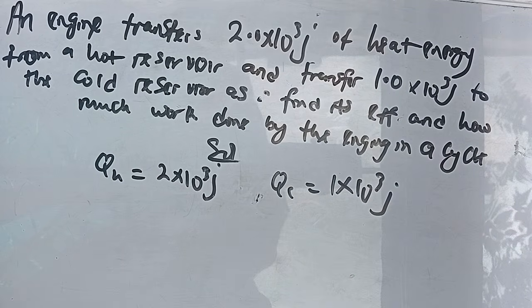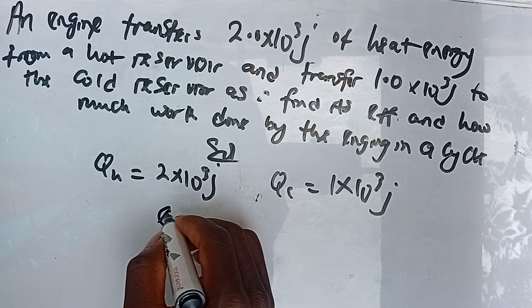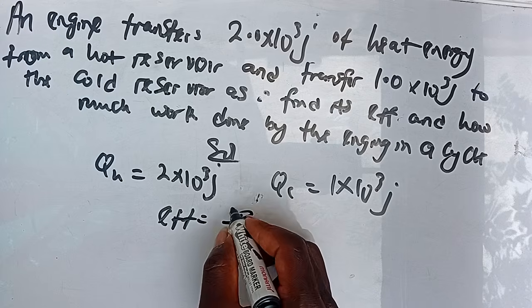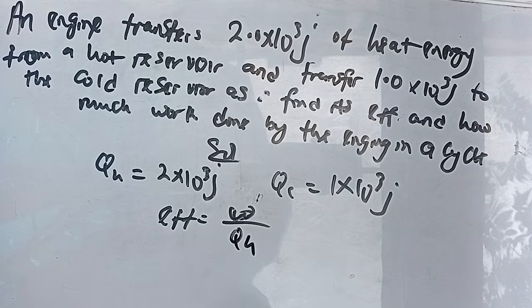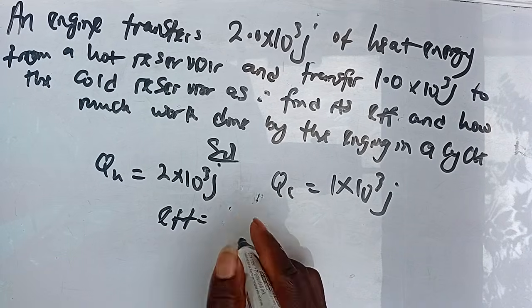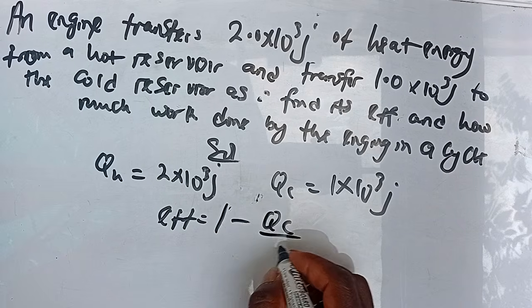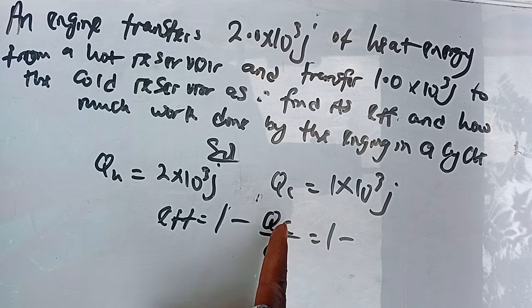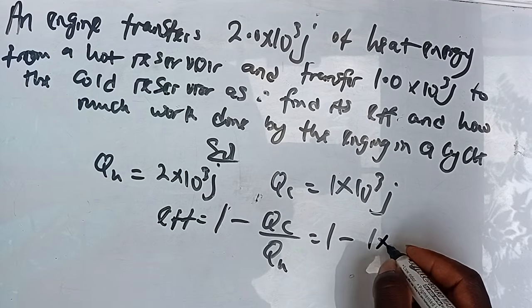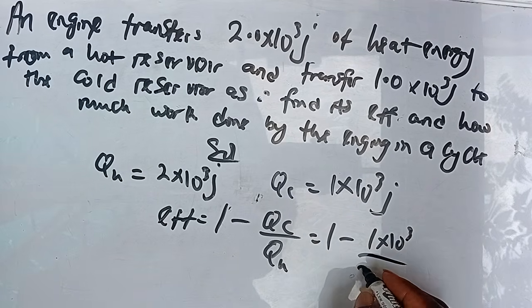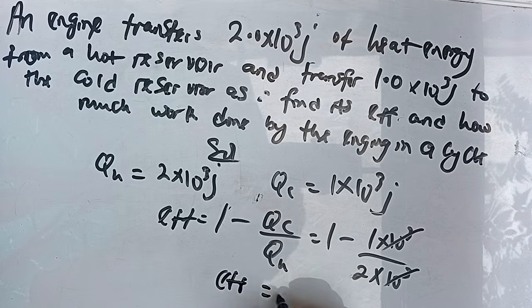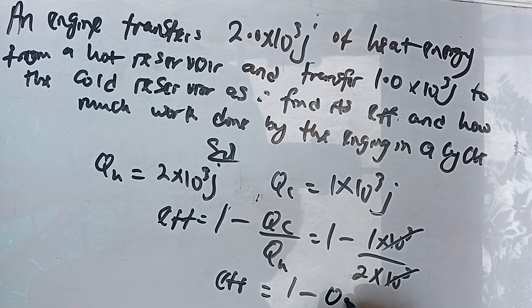So find its efficiency. So our efficiency, don't forget, now I cannot use W over QH because I don't have W. But I know the efficiency is 1 minus what? QC over what? QH. And that gives us 1 minus what? What's our QC? This 1 times 10 raised to power 3. What's our QH? 2 times 10 raised to power 3. Isn't it? This cancels. So we have efficiency equals 1 minus 1 over 2, 0.5.